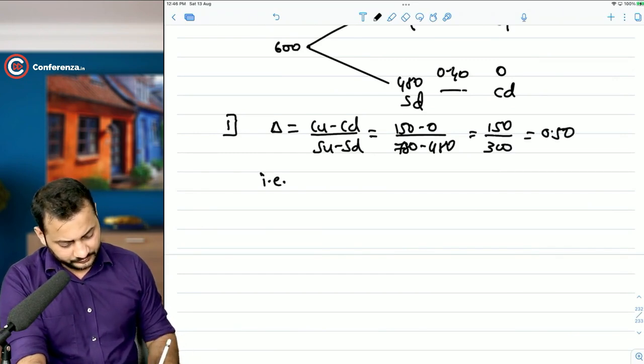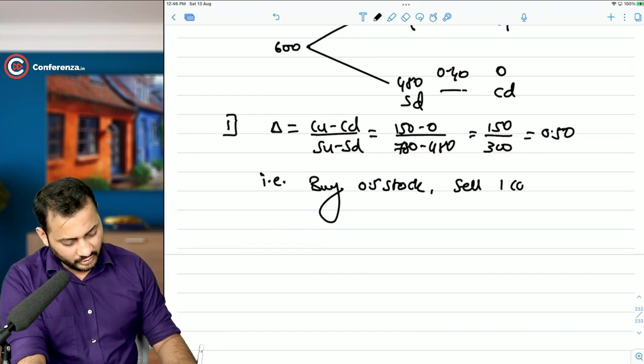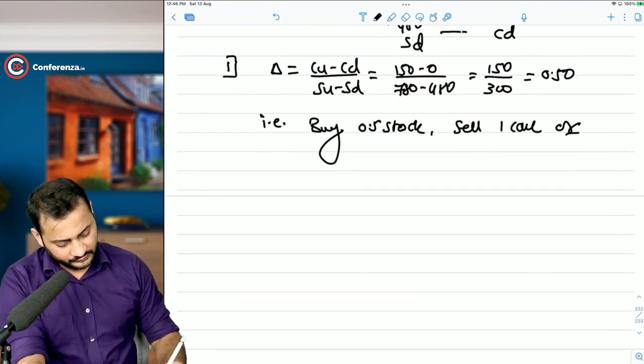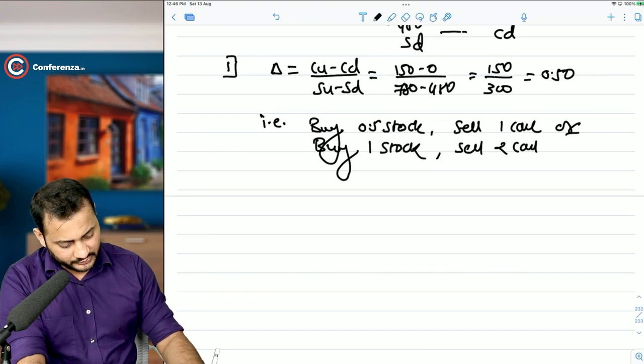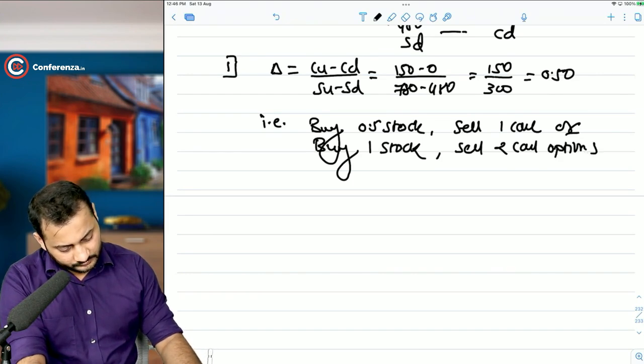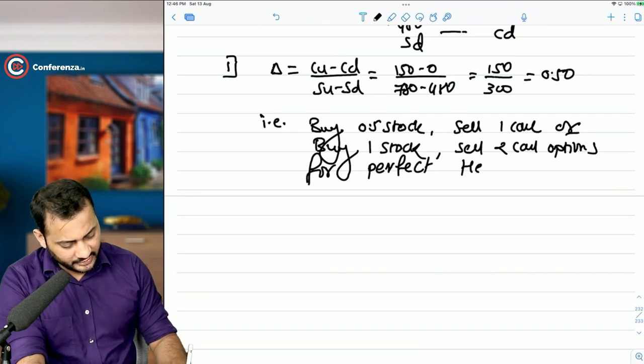That is, buy 0.50 stock and sell 1 call, or buy 1 stock or sell 2 call options for perfect hedging. What does that mean?